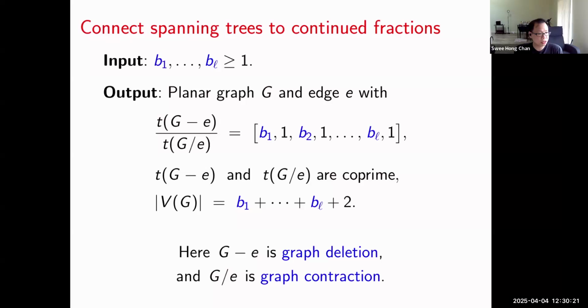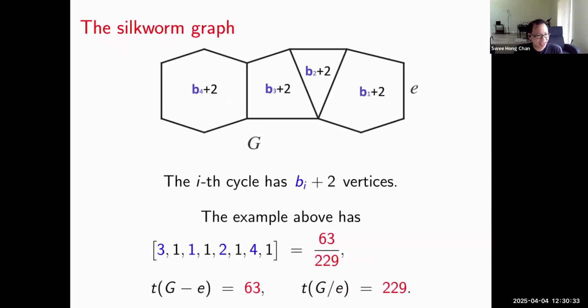In fact, the construction is so simple that I can present it in one slide. Ready for the graph? The graph is the following. Take the join of L many cycles. First cycle is b1 plus 2, then b2 plus 2, b3 plus 2, up to bl plus 2. We call this the Sedlacek graph. And notice that because bi is always greater than or equal to 1, bi plus 2 is always greater than or equal to 3, so you never have non-simple graphs.